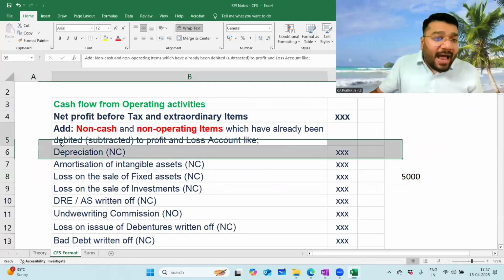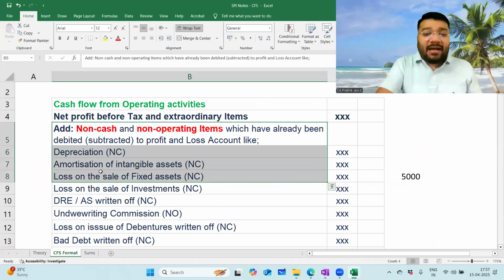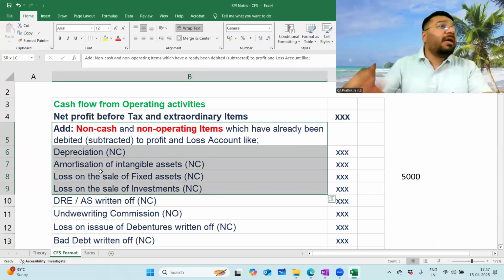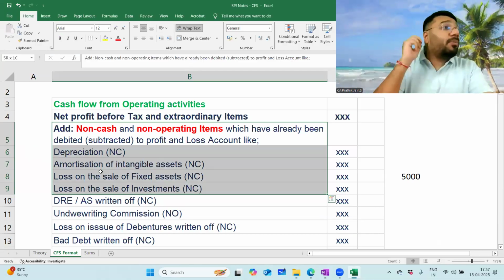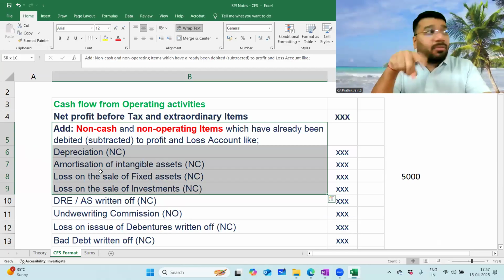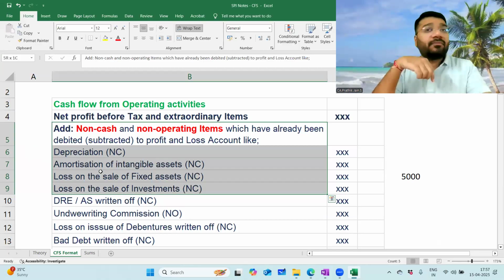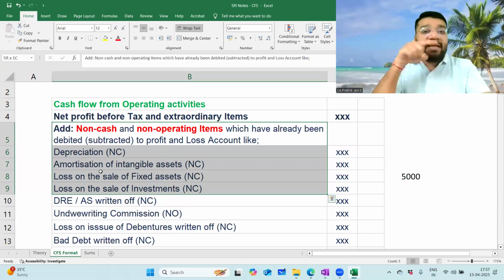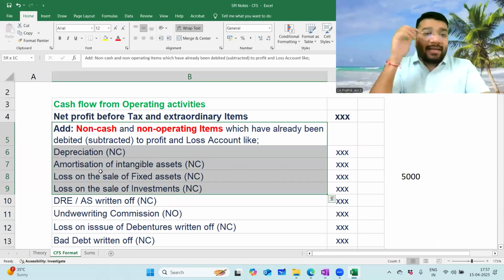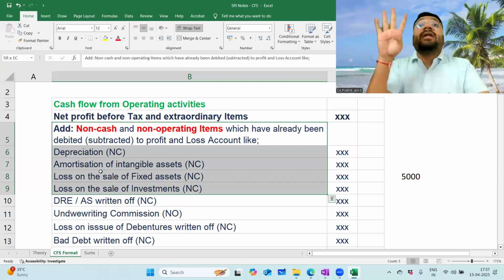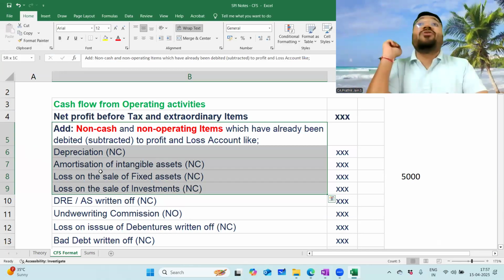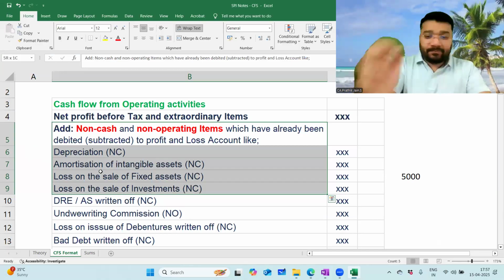That's what I've done here. Add loss on sale of fixed asset. Add loss on sale of investment. Any problem? Just as a fixed asset could be sold at a loss, even investments could be sold at a loss. Please tell me if you have any problem with this. Just like I can have a loss on sale of fixed asset, I can also have a loss on sale of investment. 40,000 worth of investment sold for 35,000 rupees is a loss on sale of investment.